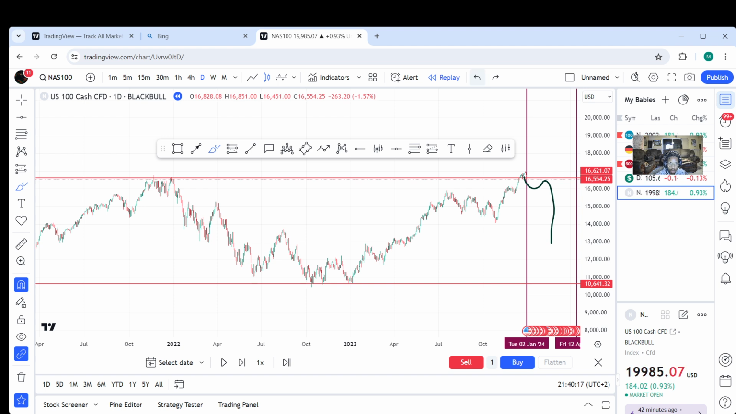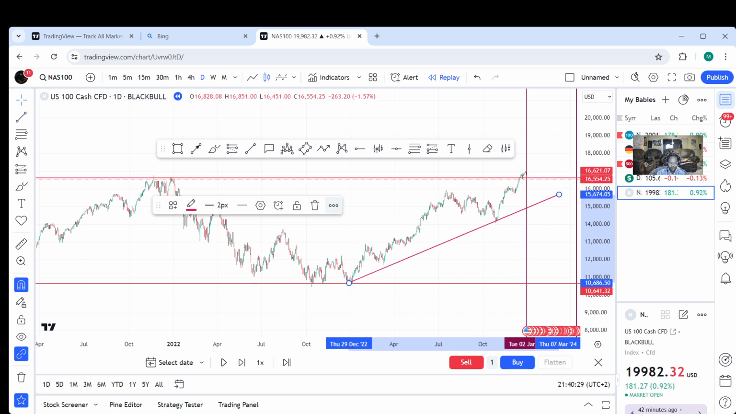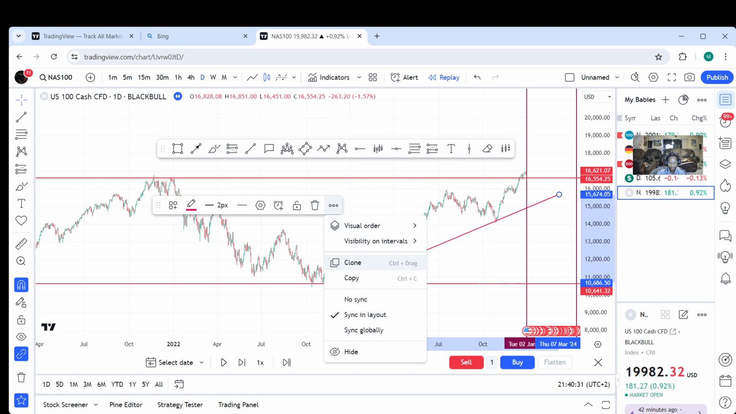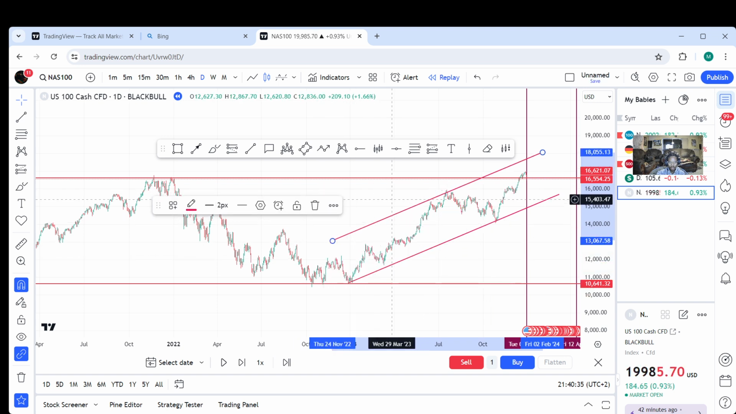So since we spotted our key levels, the next thing we do is spot our trend. Like I said, we have three trends. We either have a bullish, bearish, or a consolidation trend, guys. So we're going to clone this and put it up here.